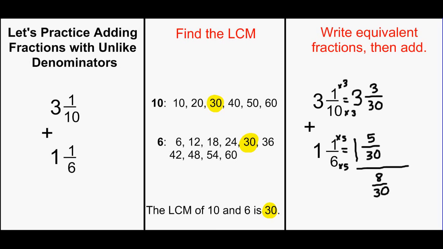And we add the whole numbers, 3 plus 1, which is 4. You see our fraction, 8/30, can be reduced. If we divide the top by 2, we get 4. If we divide the bottom by 2, we get 15. So we have the answer 4 and 4/15.